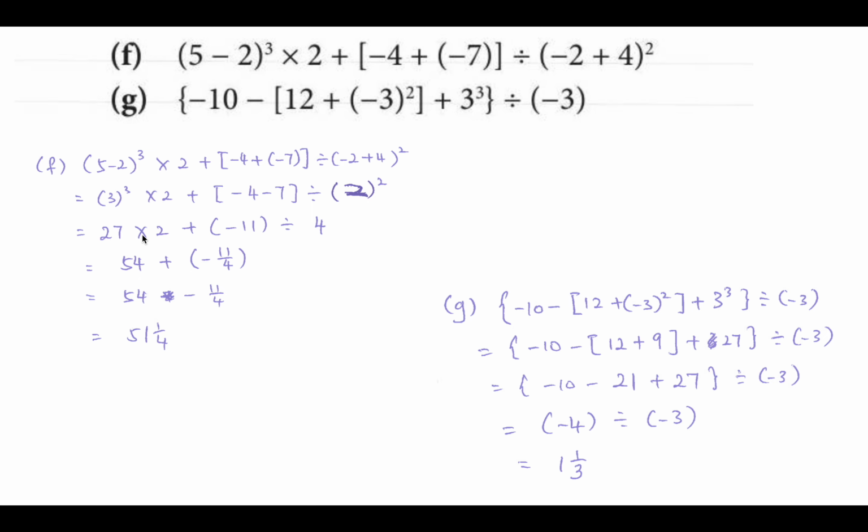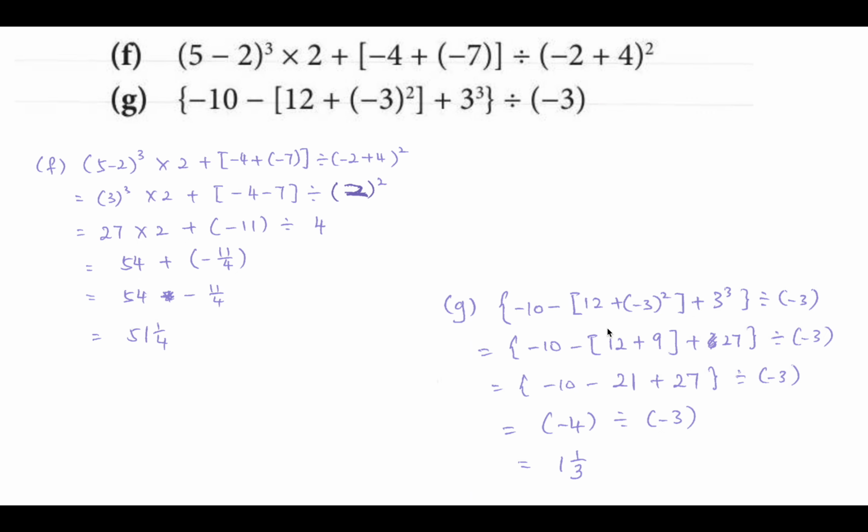After that, we will do the multiplication and division first before the addition. So 27 times 2, 54. Negative 11 divided by 4 is negative 11 over 4. That gives us 54 plus negative 11 over 4, which is the same as 54 minus 11 over 4, resulting in 51 and 1/4. Now the example G, this time round we have nested brackets again.